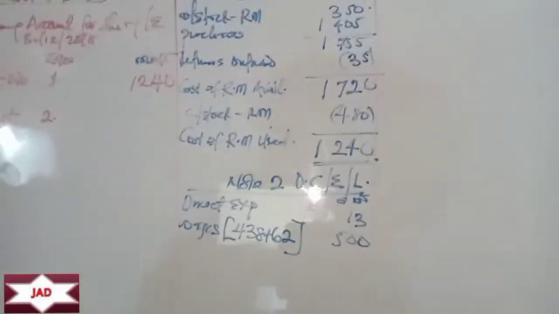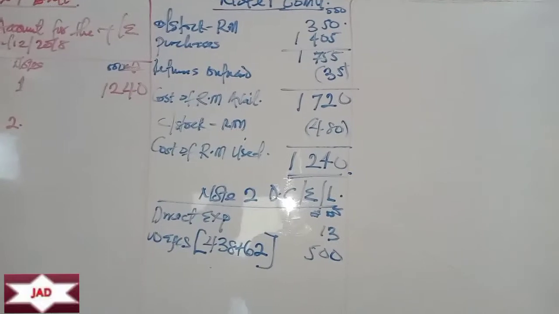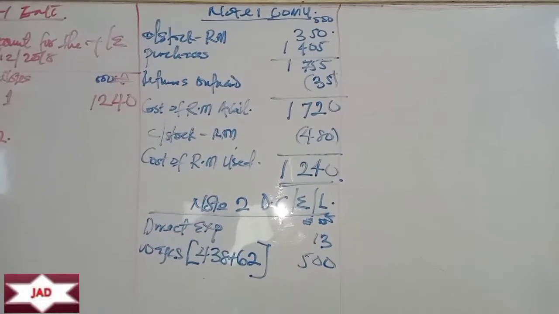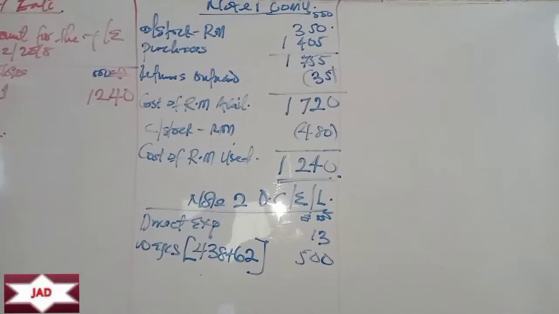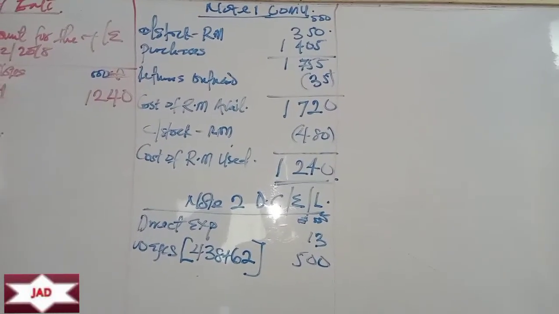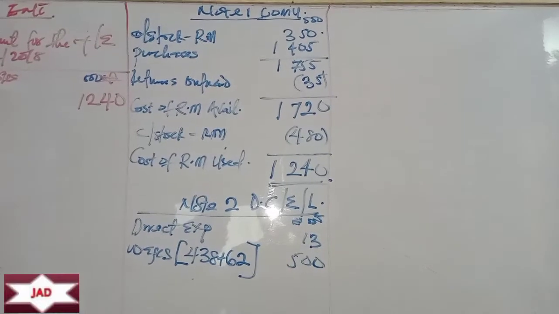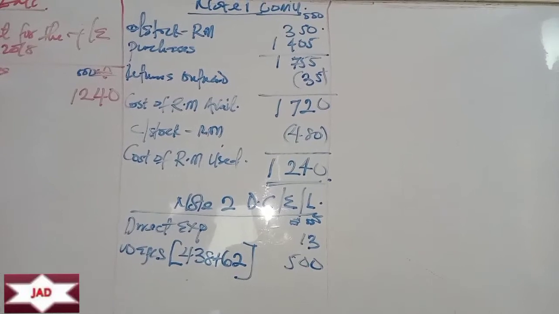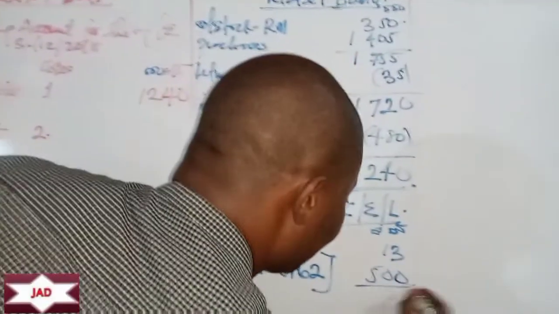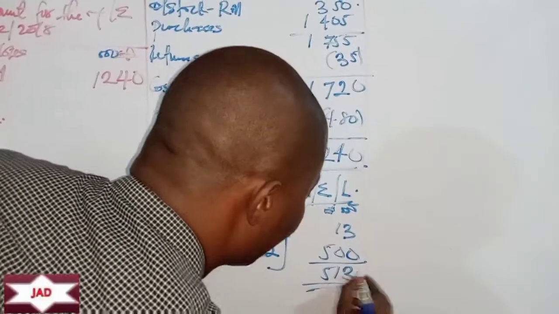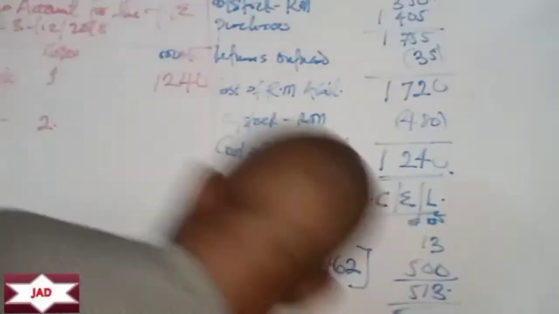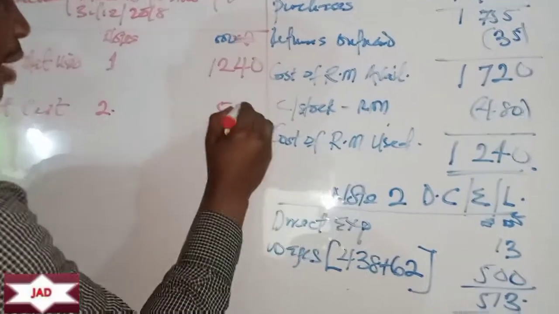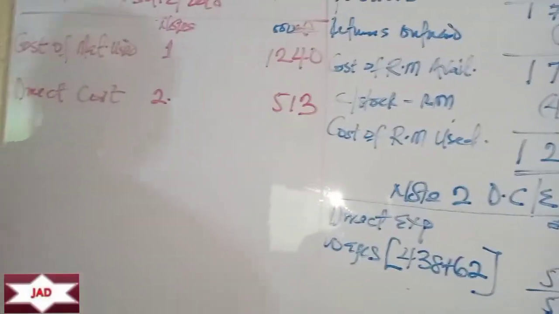So is there any other direct expense? Let's be sure. Is there any other direct expense? Okay, I can't find any. So that's it for direct expense. So direct expense or direct cost, according to the question, when you add this up, you have 513. That's 513,000. So direct cost is 513. Okay, so what's the next thing?